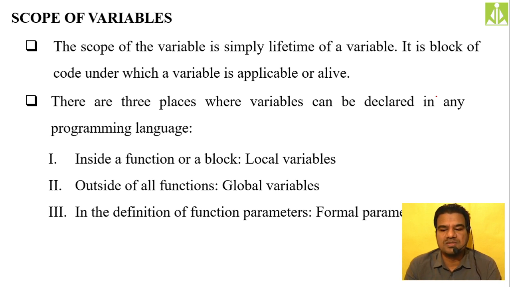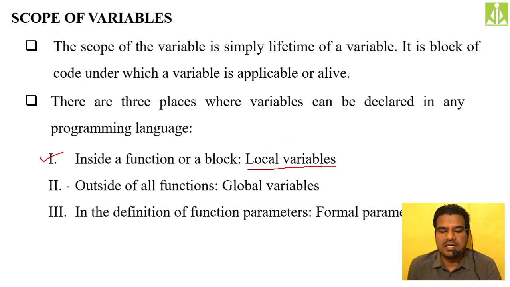There are three places where variables can be declared in any programming language. We have three different locations where we can declare a variable, and based on the declaration, the variable will exist and become alive. The first place where we can declare a variable is inside a function. The variables declared inside the function body, we call them local variables.